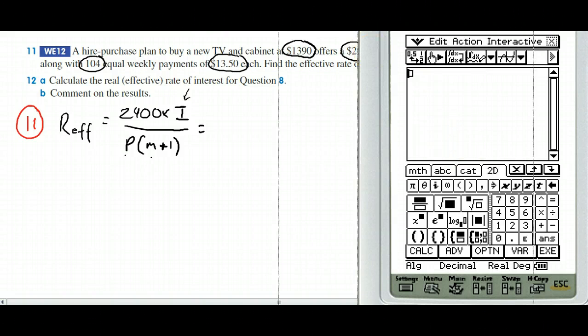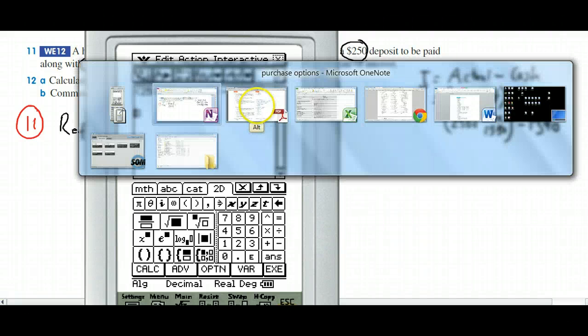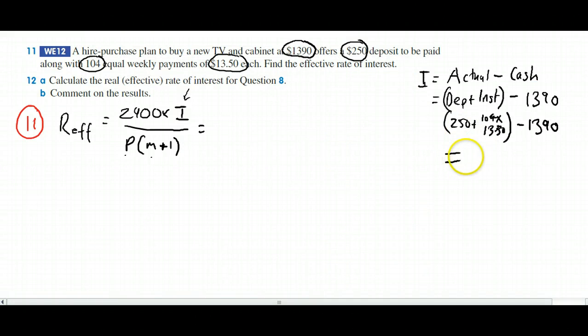Let's put that into the calculator. So we've got 250 plus 104 times 13.50, and then we've got a minus 1390 from that. We get $264. So that's how much above the cash price of the item we have to pay. So that's the interest.